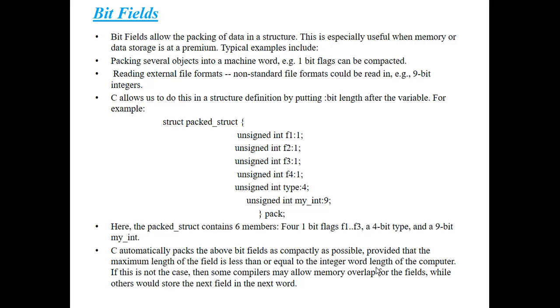So in order to pack the data, some C compilers use the memory overlapping concept. By using memory overlapping, they can store the next field in the next word. Here, 16 bits, or 2 bytes, of data are stored in a structure. So this is the concept of bit field structures.